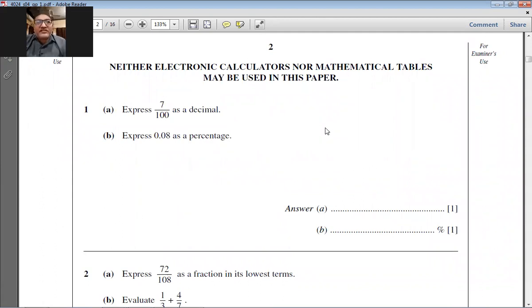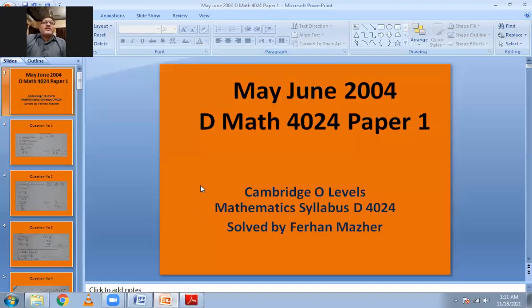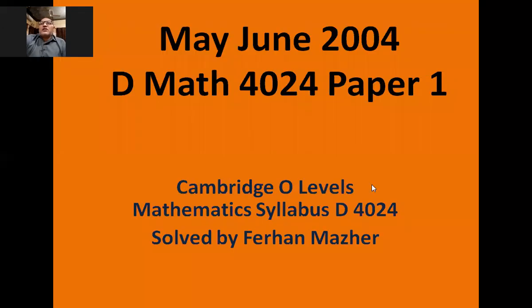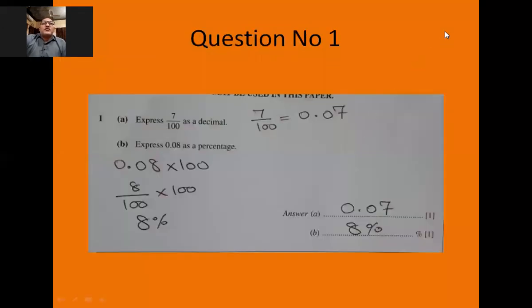It says express 7 by 100 as a decimal, and the B part is express 0.08 as a percentage. So let me show you my solution. 7 by 100 as a decimal, because you have 100 downstairs, so there are two zeros. You will move the decimal 2 steps to the left. Because downstairs you have 100, you will move 2 steps to the left. So your answer will be 0.07.